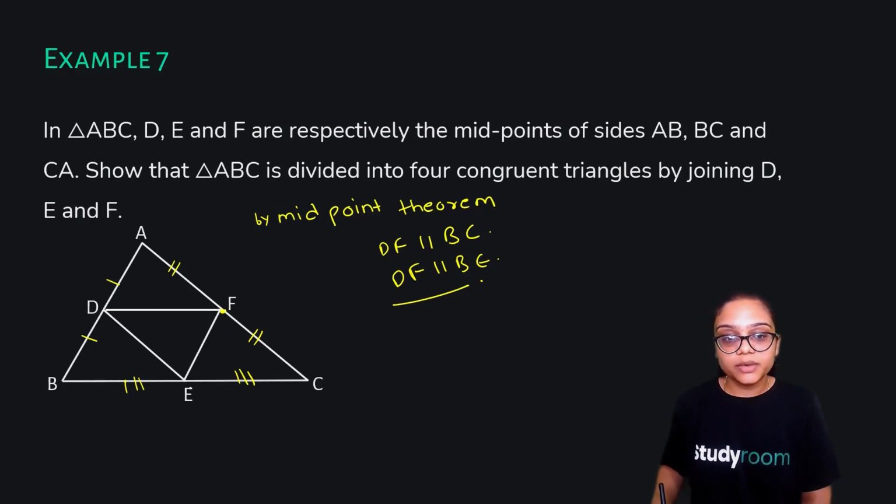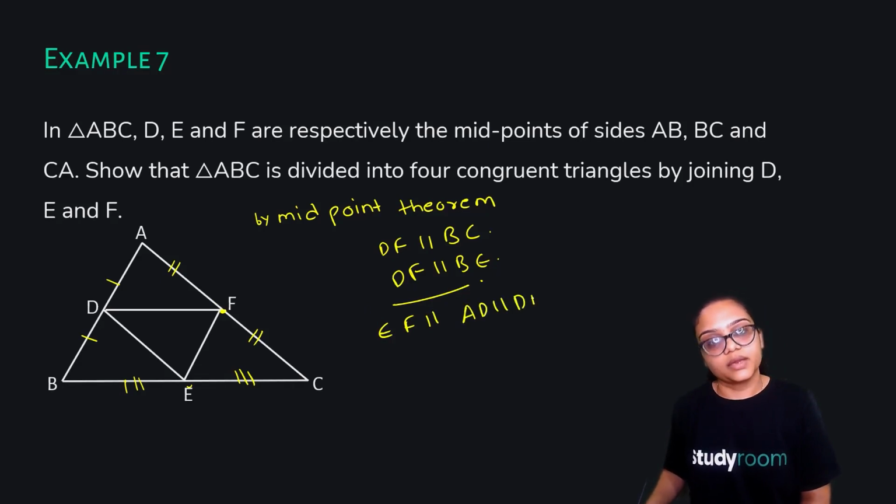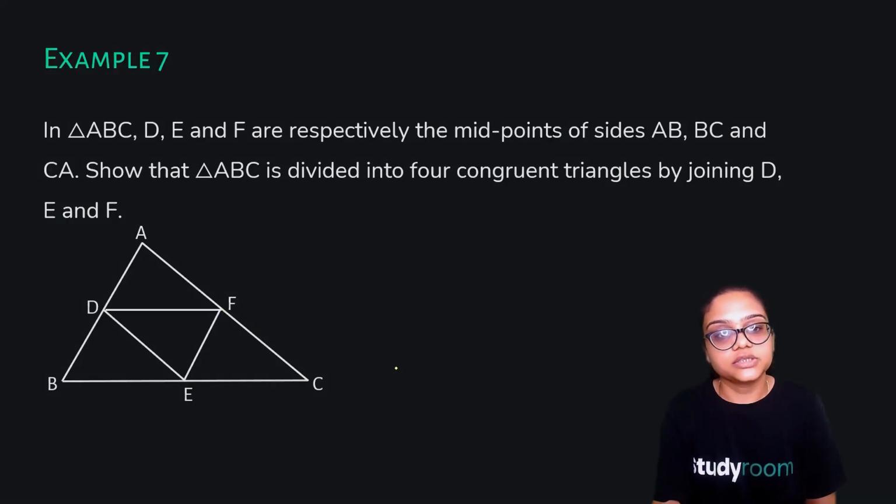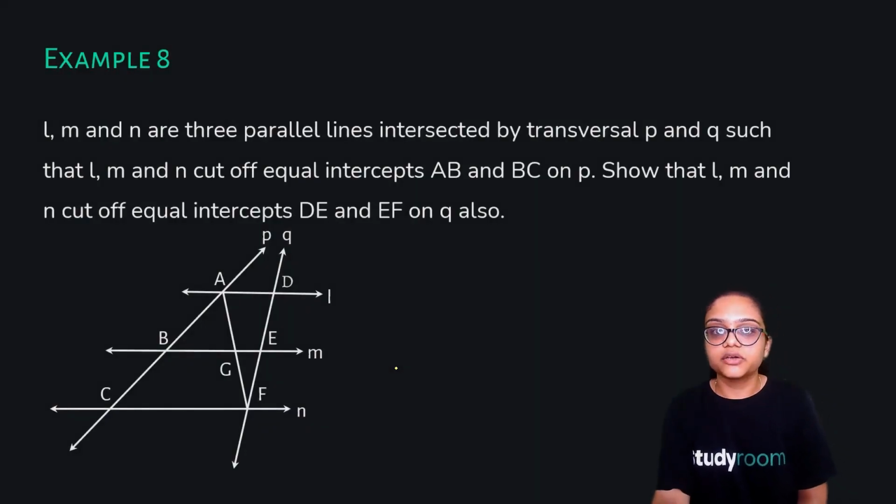Since these two are midpoints, we can also conclude EF is parallel to AD and DB, correct? And also for the third part, DE is parallel to AF and FC, all by the midpoint theorem, correct? So this question was really easy but tricky.